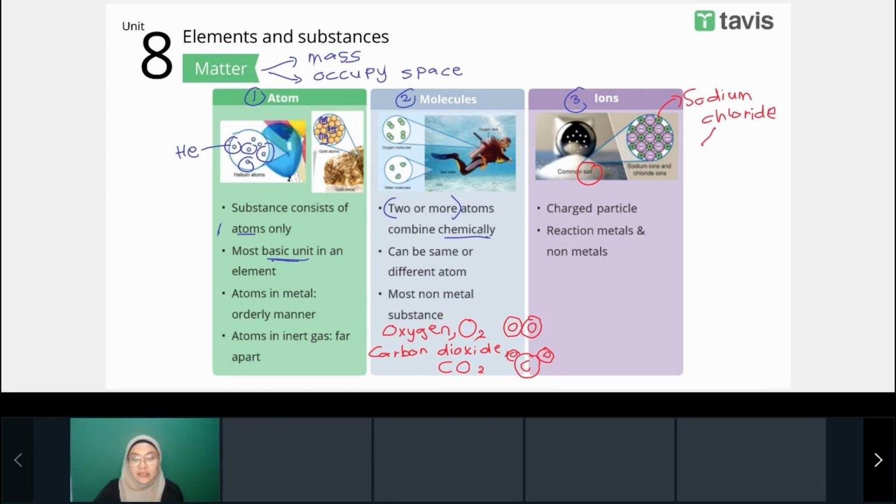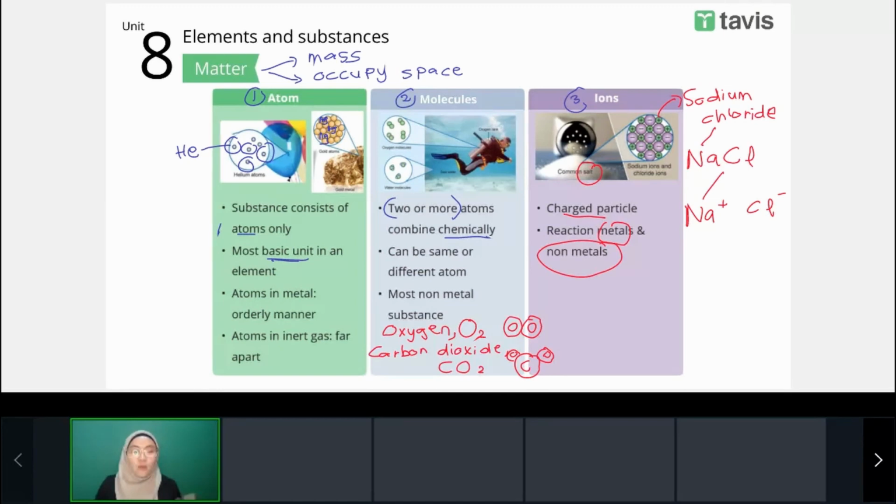So what is sodium chloride? Sodium chloride, the chemical formula NaCl. Na is positive. Cl is negative. So an ion is a charged particle. Any charged particles that join together, usually a metal and a non-metal.